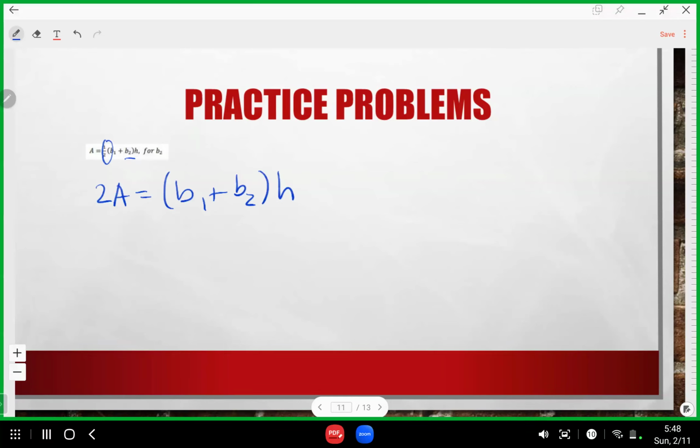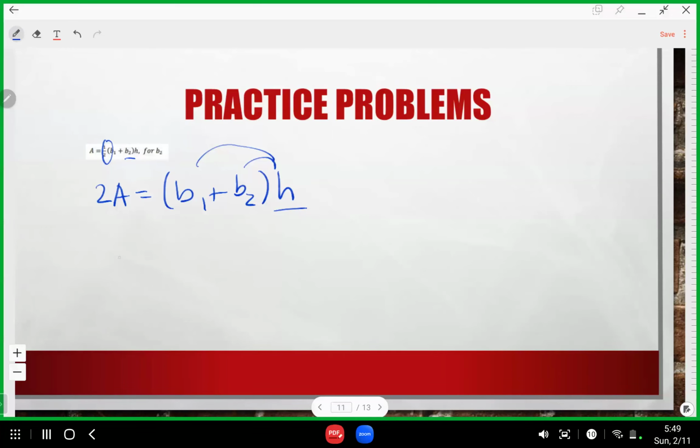So now the question is, how do we get to b2? Well, you see how h is on the side here? You could do this one of two ways. You could divide by h and then subtract b1 from the other side, but that seems a bit too much work because you do have to work with fractions and combining them. So what we're going to do here is use the distributive property to multiply b1, b2 out.